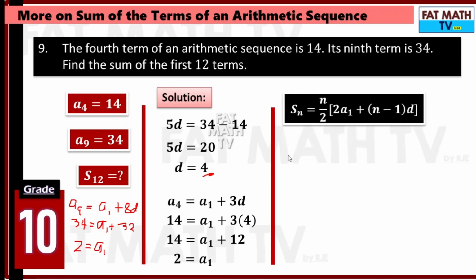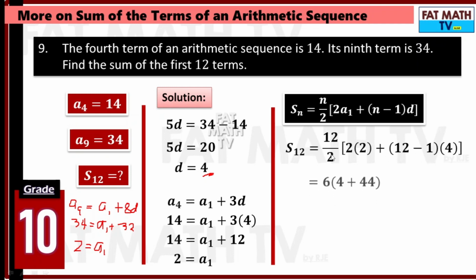And then we can already use the formula for the sum of the first n terms. S sub n equals n over 2 times 2a sub 1 plus n minus 1 times d. So n is 12. So 12 over 2 times a sub 1 is 2 plus n minus 1 is 12 minus 1, d is 4. 12 divided by 2 is 6.